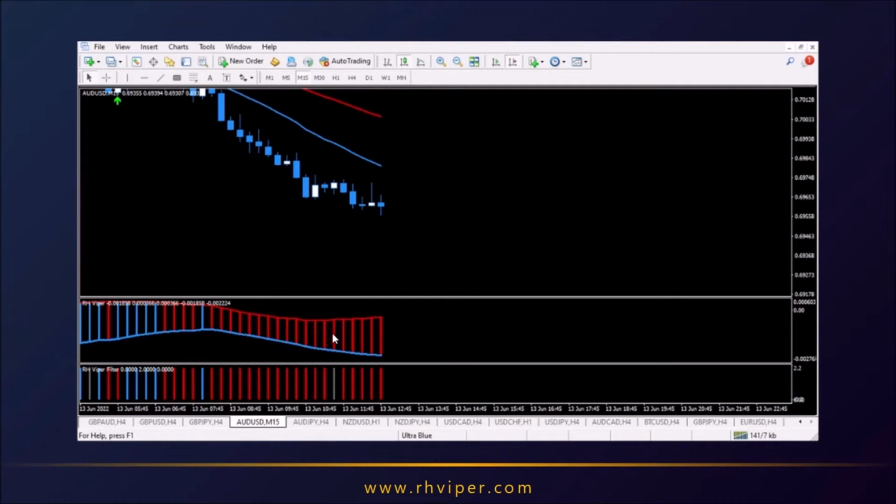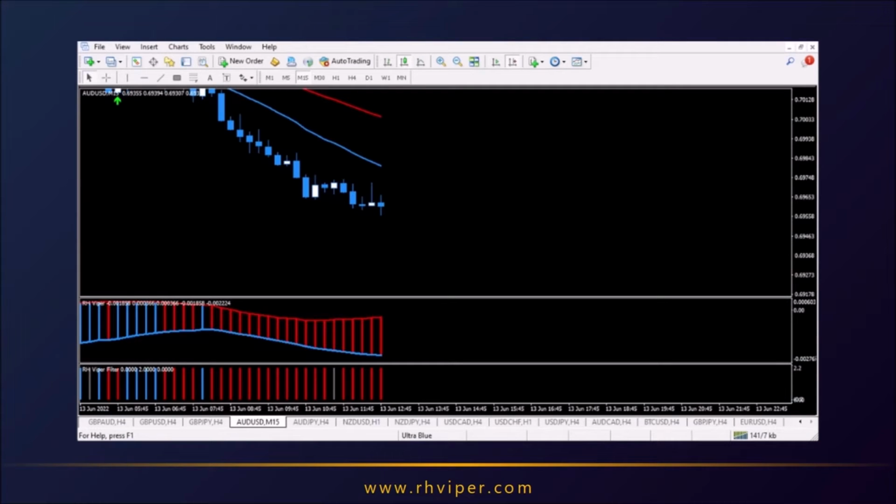And when we take a look at the RH Viper indicator, we can see that the lines are also in order. We've got the blue line underneath the red line, so the blue's at the bottom. Now, the RH Viper filter is red, but at this point, when we're looking at the trend, we don't really need to consider the filter indicator.